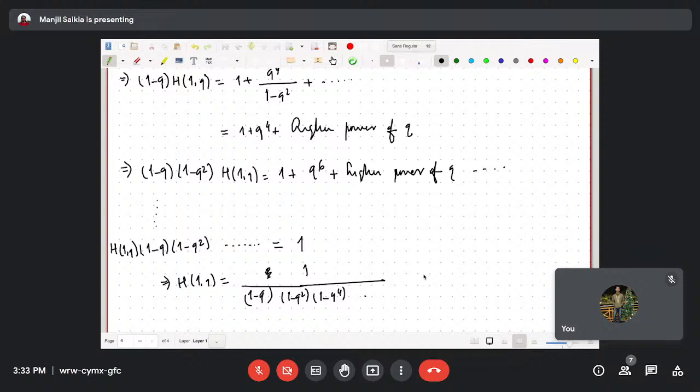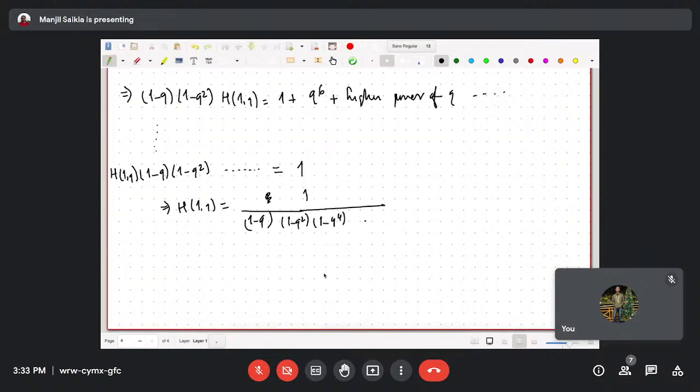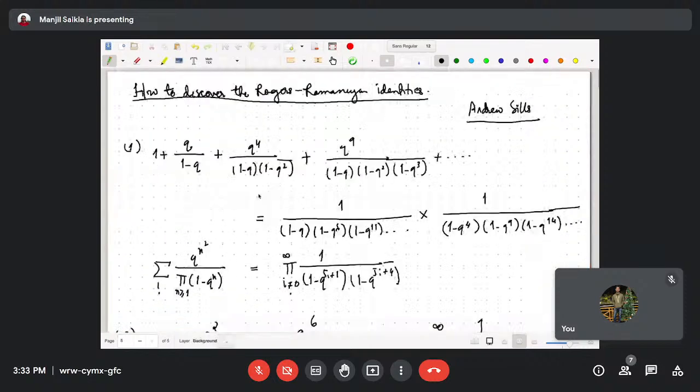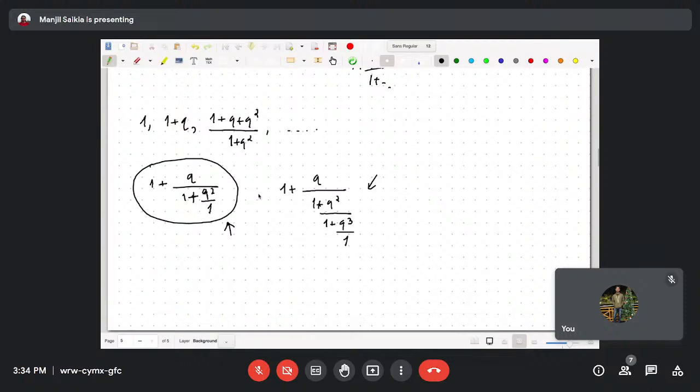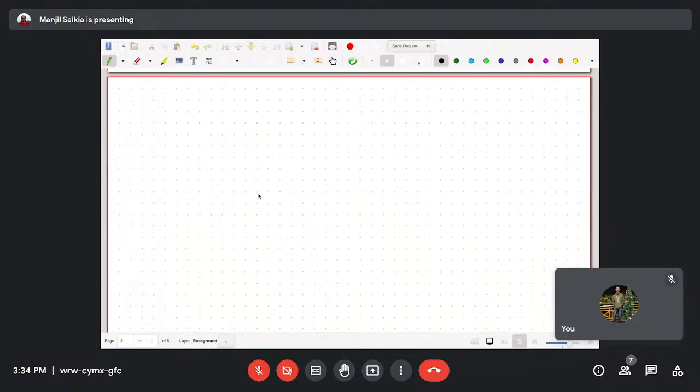So what I have now here is the product side of the Rogers-Ramanujan identity, at least the first Rogers-Ramanujan identity. To get the next Rogers-Ramanujan identity, I would like to do the same trick, but this time instead of doing it with H1(q), I want to do it with H_q(q), okay? And this I leave as an exercise. So H_q(q), do the same trick to get the second Rogers-Ramanujan identity.